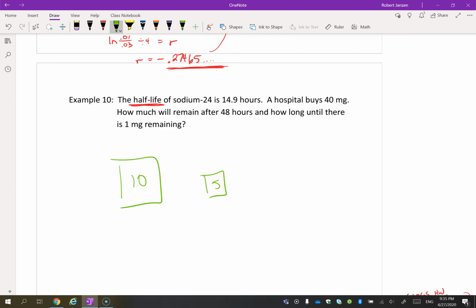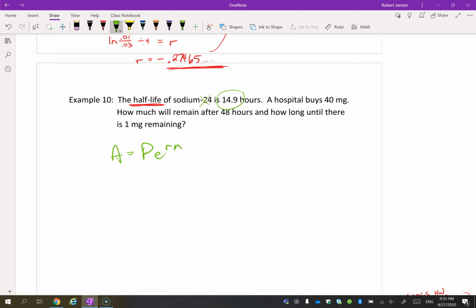Okay, so the key here is that you have to understand that it's half-life. Half-life tells you, why can't I erase here now? Half-life tells you only half is left. Okay, so the half-life is 14.9 hours. Sodium, that 24 is actually a red herring. You don't need that.